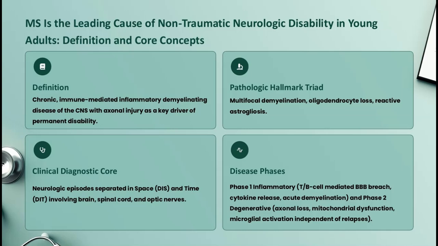From a pathophysiological perspective, MS has two overlapping phases. The early phase is predominantly inflammatory, where autoreactive T and B lymphocytes cross the blood-brain barrier, trigger cytokine release, recruit macrophages, and cause acute demyelination. The later phase becomes increasingly neurodegenerative, characterized by axonal loss, mitochondrial dysfunction, chronic microglial activation, and progression that may occur even without obvious relapses. This explains why some patients continue to deteriorate despite reduced inflammatory activity.